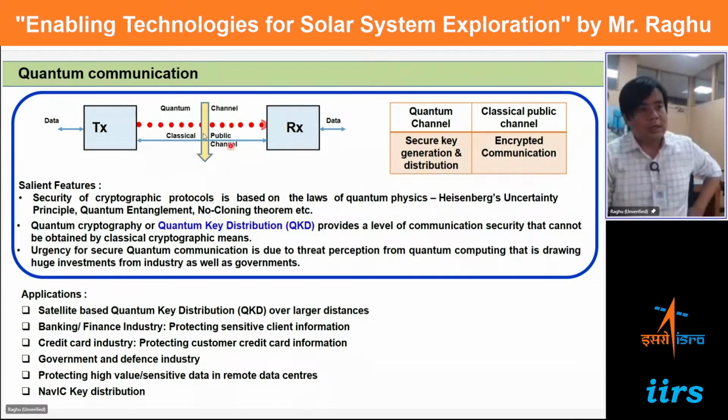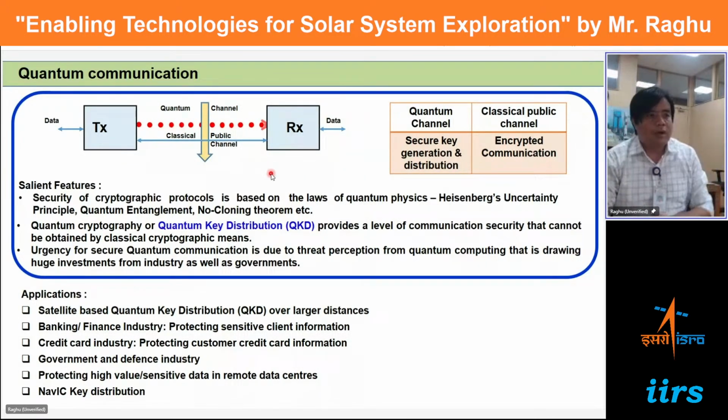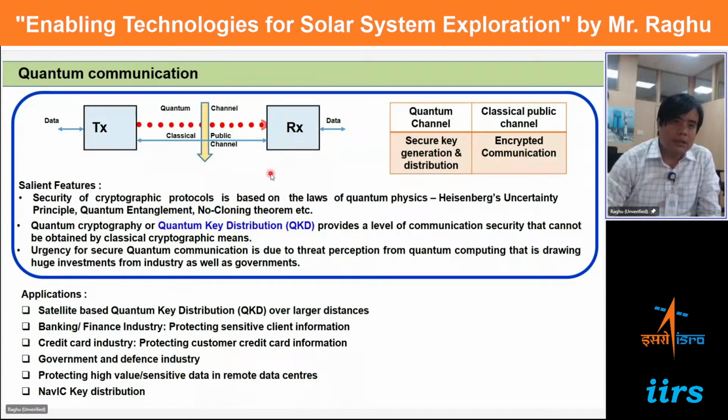In RF communication, we have only one channel where the RF is transferred and modulated. But in quantum communication, there are two channels. One is the natural RF channel, which is called the classical channel, and it could be RF or anything. Another is a unique channel called the quantum channel. This is the unique feature of quantum communication. So in quantum communication, you need two channels; in RF communication, you need one channel.